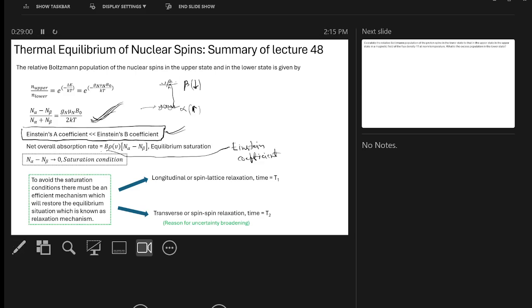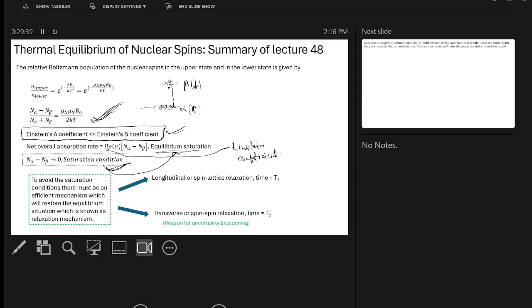Okay. So this is called equilibrium saturation. After the transition, the difference in the population will be almost zero, like n alpha minus n beta will almost be equal to 0, and this is called saturation condition. To avoid the saturation condition, there must be some mechanism to restore this equilibrium so that we can perform NMR further. And this is called a relaxation mechanism. By relaxation mechanism, we can restore the equilibrium from saturation condition.